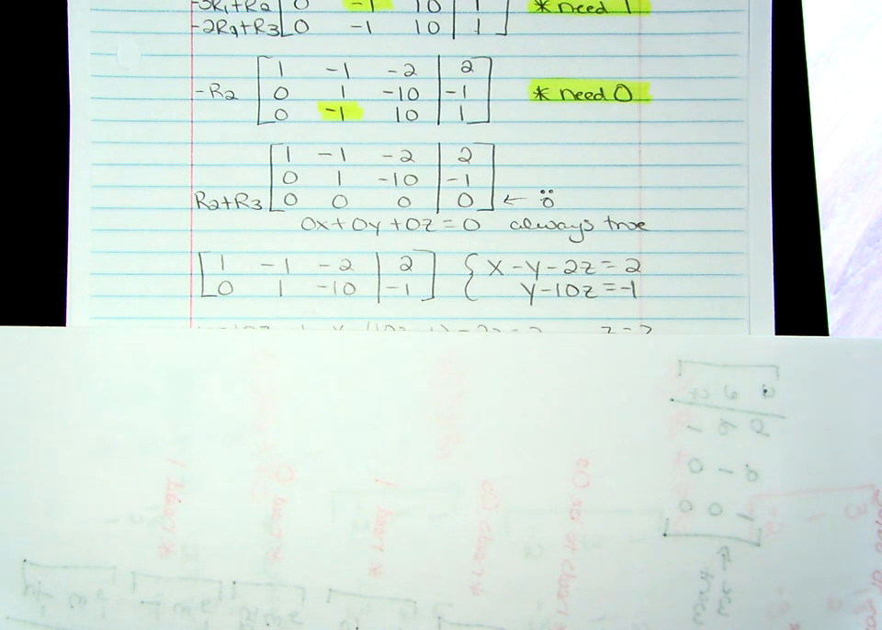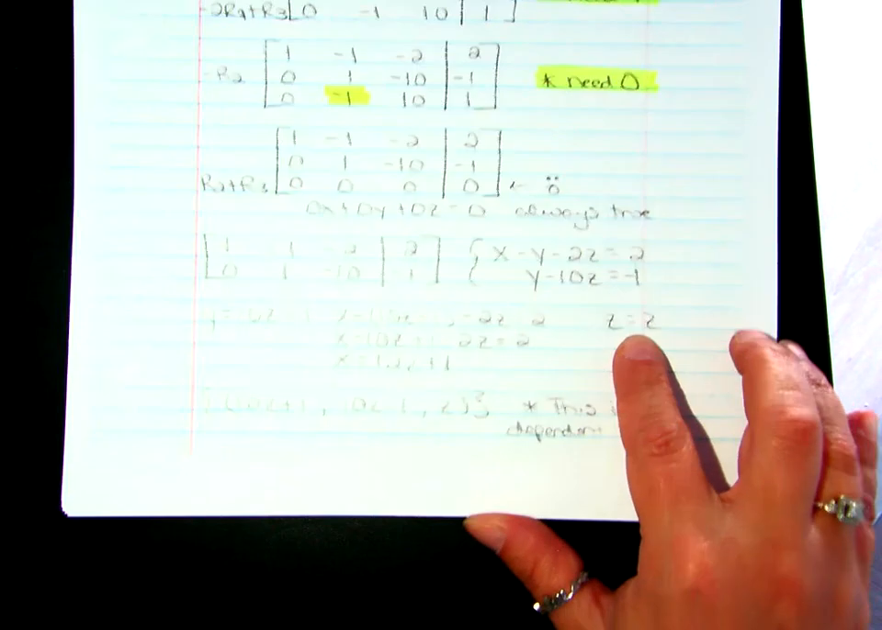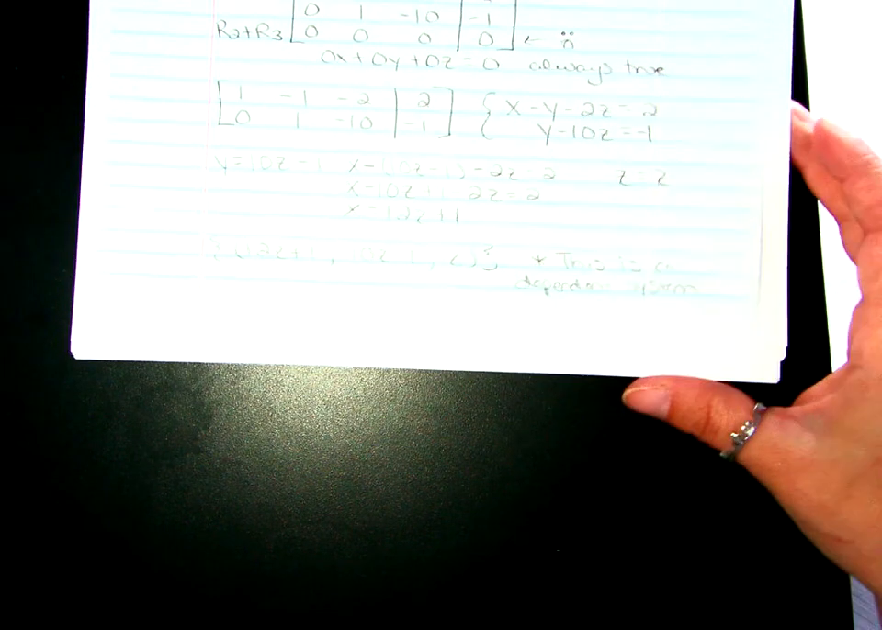This whole system is dependent upon z. Whatever we plug into z is going to dictate what we get out for our x and our y. So what's going to happen is we're going to let z be z. And you're like, well, that's deep. Yeah, I know. But we're letting z be z, because if z equals z, that's always true. It doesn't matter what z is, z equals z.